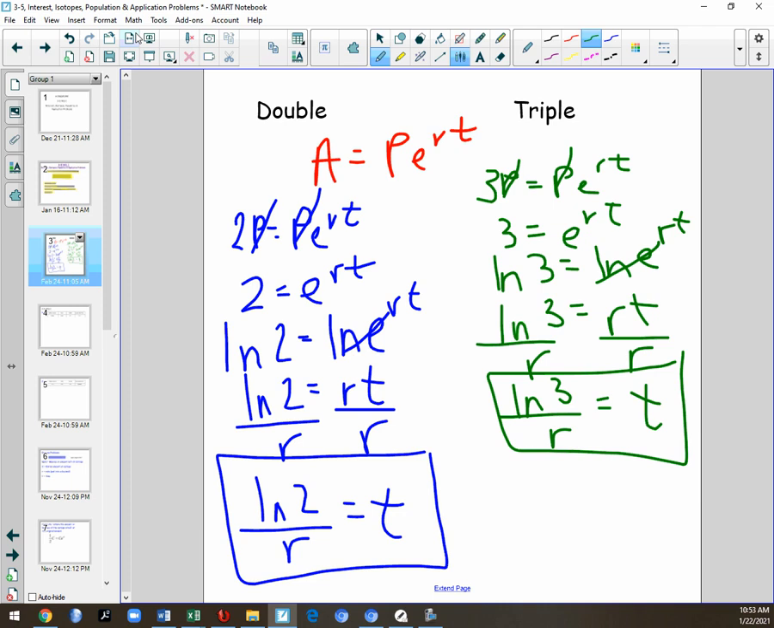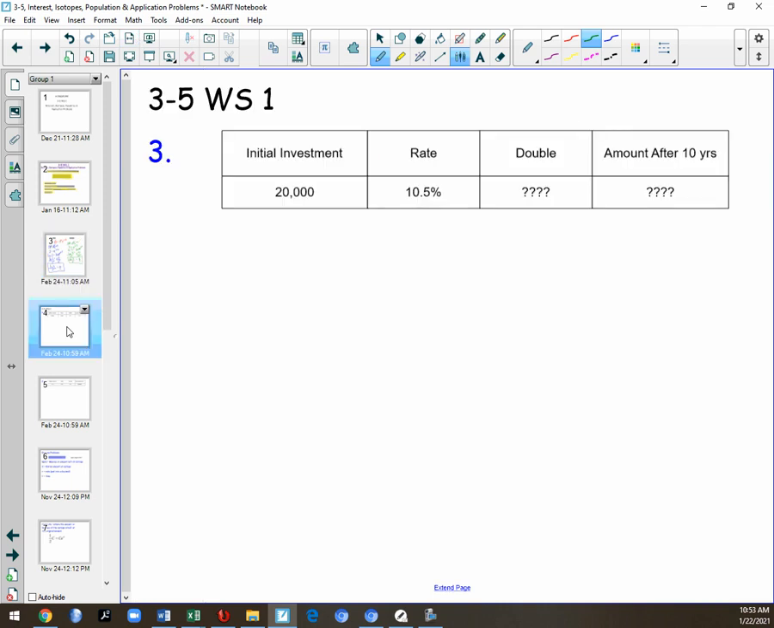So here we go. Let's go ahead and start one of the examples on your homework for tonight. I'm telling you that my initial investment is going to be $20,000 at a rate of 10.5%. I want to know how long it's going to take to double it, and I also want to know how much money I'm going to have in my account after 10 years. Okay? So the very easy one to do is always going to be this last column. That last column is pretty easy to do for the simple fact that you already know what the rate is going to be, you already know what the principal is going to be, and then you already know what the time is going to be.